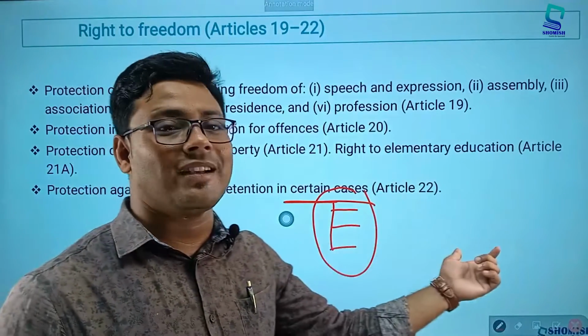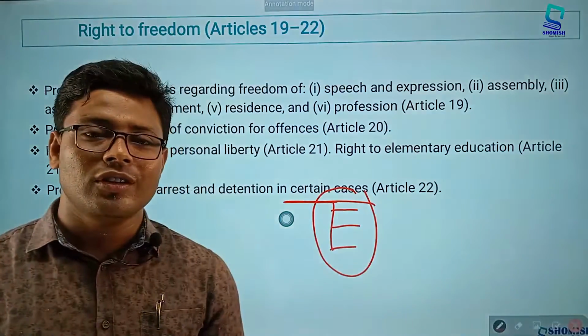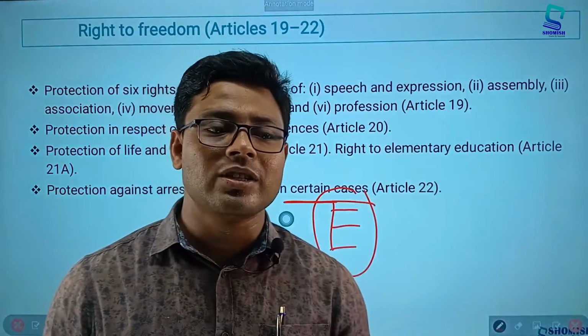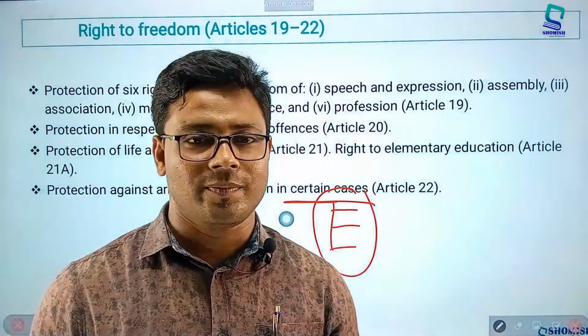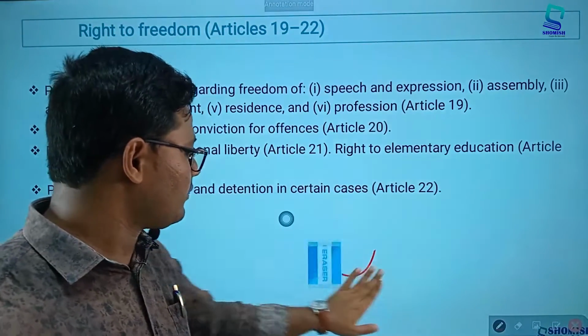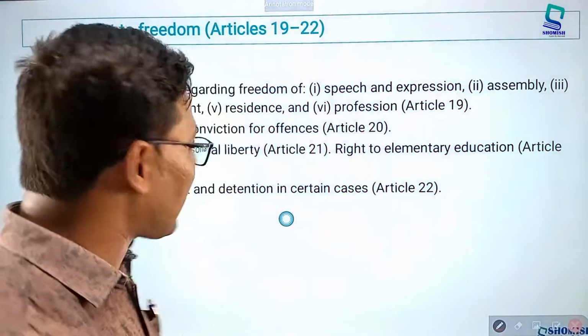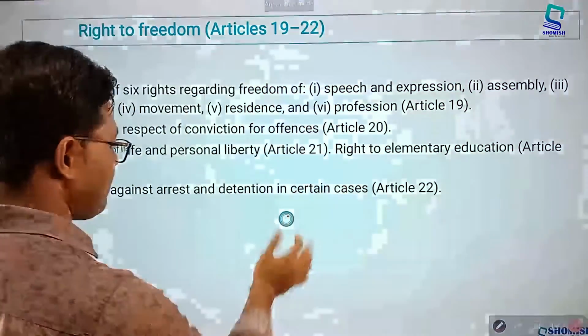You are absolutely free, because it is your fundamental right. Already you have been penalized for your breaching of laws. This comes under Article 22. Okay, the next, right against exploitation.